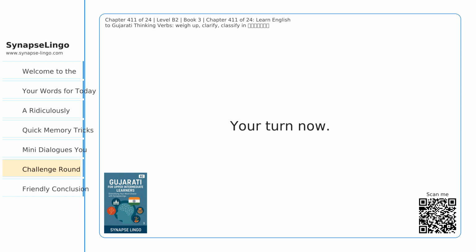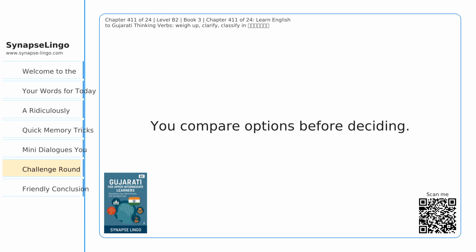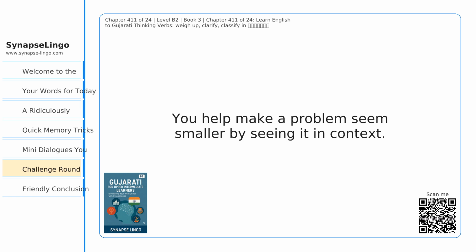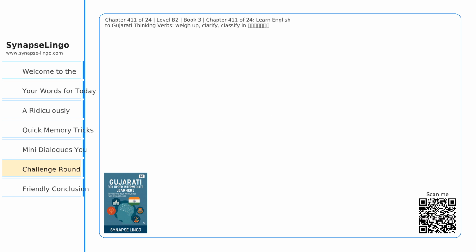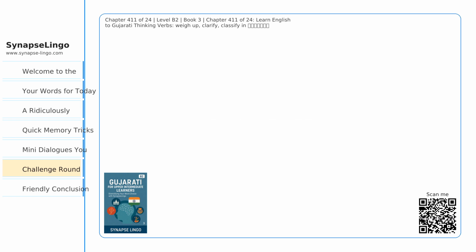Challenge round. Your turn now. I will give you a clue, and you try to say the Gujarati word before I do. You compare options before deciding. The answer is તોલવું. You help make a problem seem smaller by seeing it in context. The answer is સાપેક્ષ બનાવવું. You back up a claim with proof. The answer is સમર્થન આપવું. You make meaning clearer. The answer is સ્પષ્ટ કરવું.